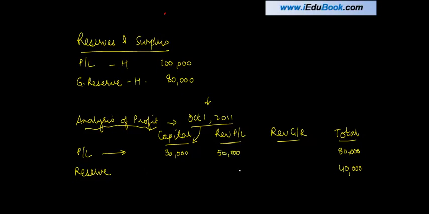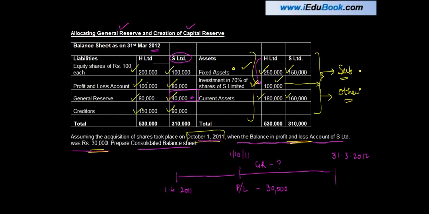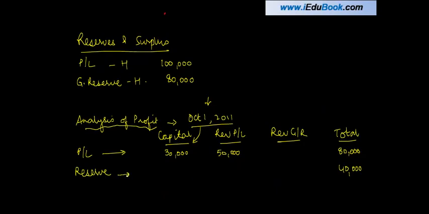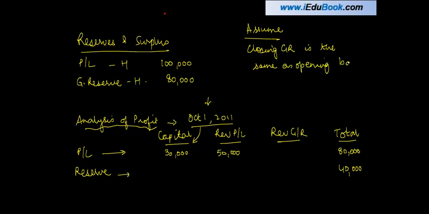right? Similarly for the reserves, but incidentally what is happening here is I don't know what is the balance of reserve on this date, October 1, 2011. Now, whenever you are not given any information about the reserves, we assume closing balance of general reserve is the same as opening balance. This is only in respect of general reserve, right?